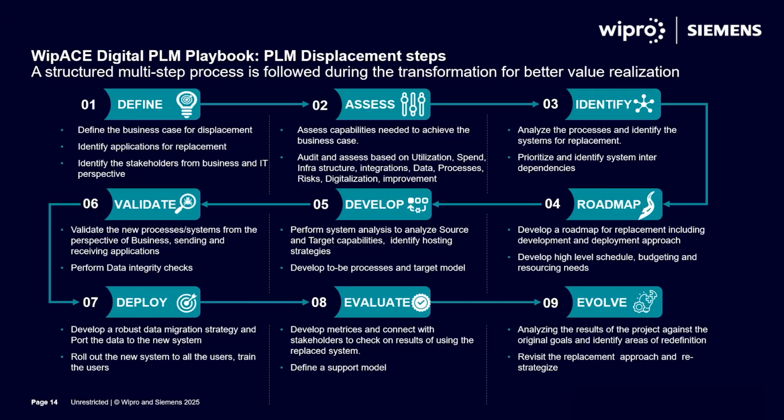Once the system is deployed and in production, the evaluate and evolve phase starts, where we start checking on the ROI realization. We start seeking feedback from business and focus on stabilizing the application, including incorporating the important feedback from business.